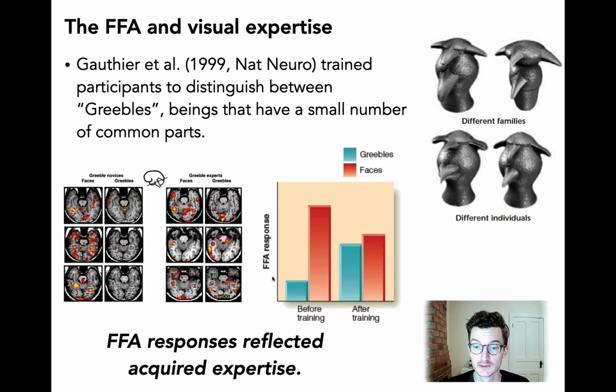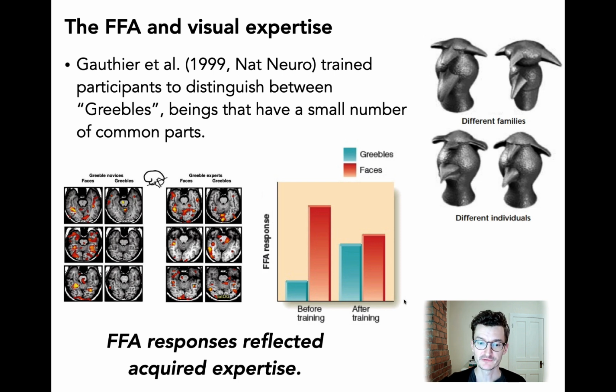and initially the response in these individuals was quite high for faces, as you would expect, and it was quite low for greebles. Then they gave these individuals extensive training. They basically trained them on how to distinguish one greeble from another. So how to distinguish this greeble from this greeble based on its facial features. And what they found was that after training, this brain area responded much more strongly to greebles. It actually responded as strongly as it did to faces.